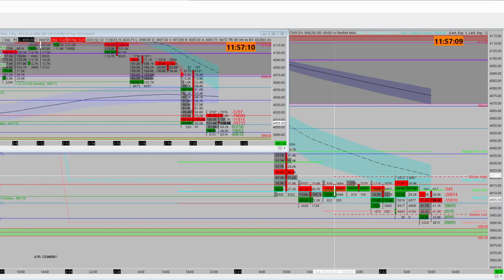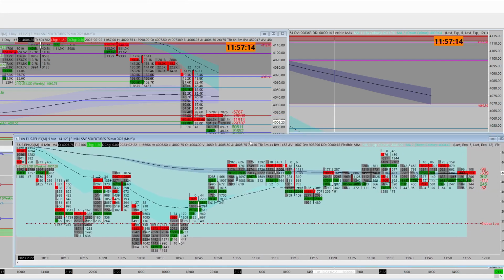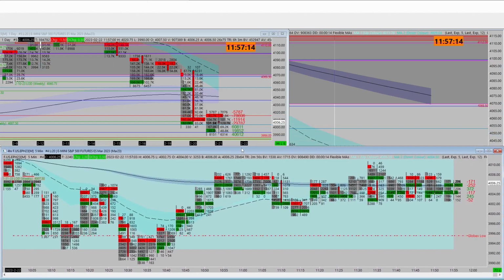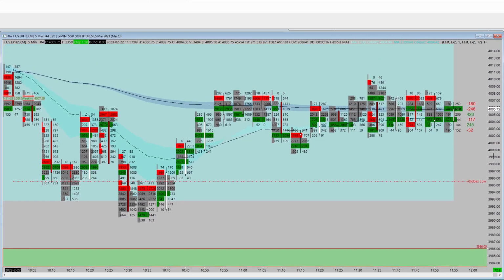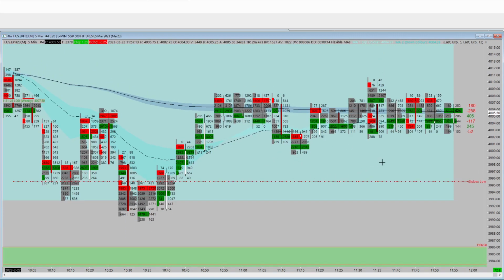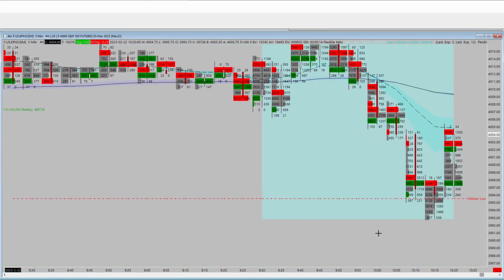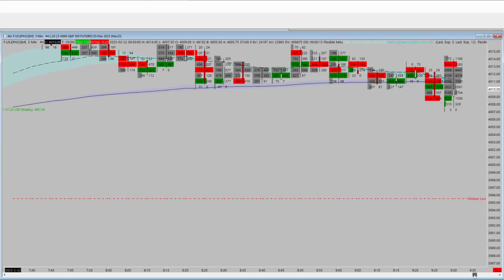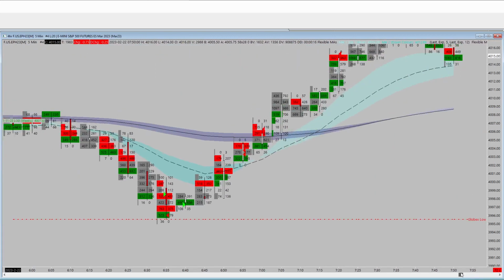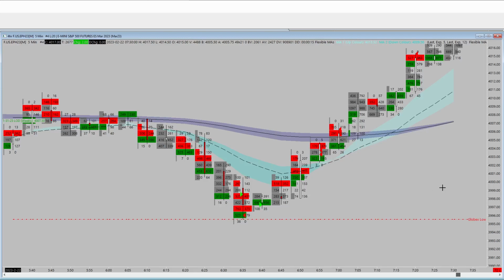So I took one stop out when I took this long, and then I re-entered and was able to catch my move. So let me just make this bigger, and this is a 5-minute footprint chart. We're breaking up each of these 5-minute candles and looking at what transacted inside of them. So again, this was pre-market. I believe it was 6:30-ish, maybe 7 o'clock.